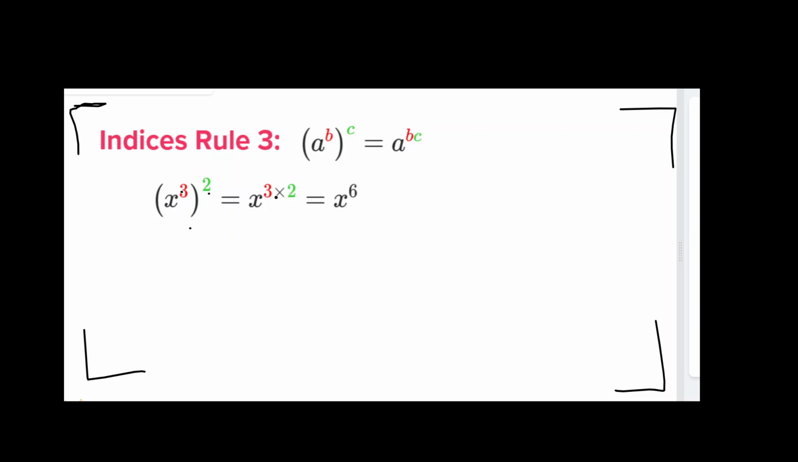So the only time you'd multiply like that is when you have multiple powers separated by brackets. So let's say, for example, I have 9 to the power of 4, open bracket, power of 3. I can write that as 9 to the power of 4 times 3, and that's equal to 9 to the power of 12. So that's the rule.